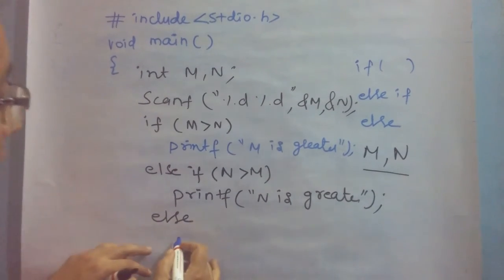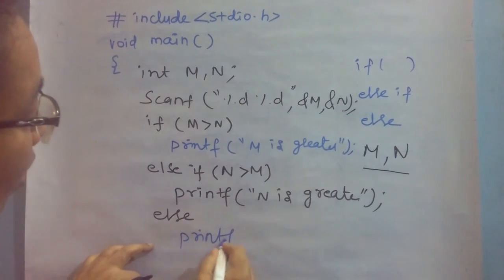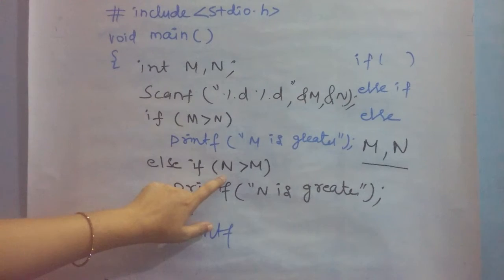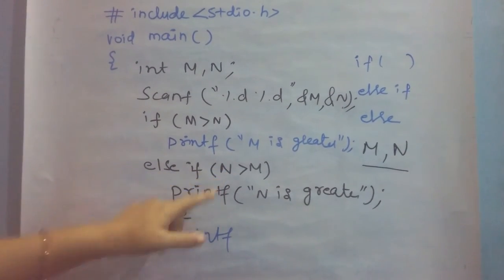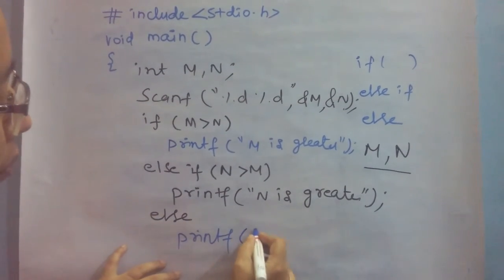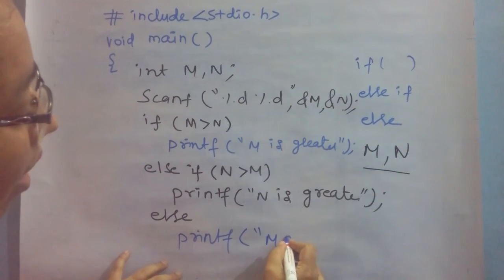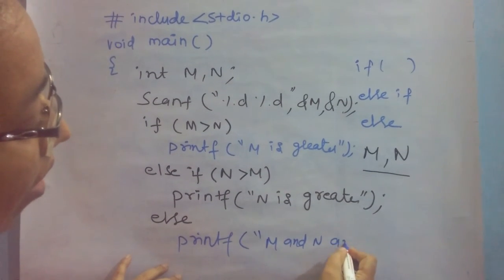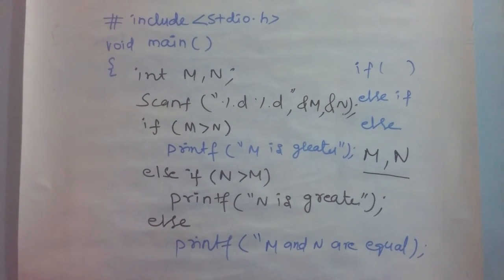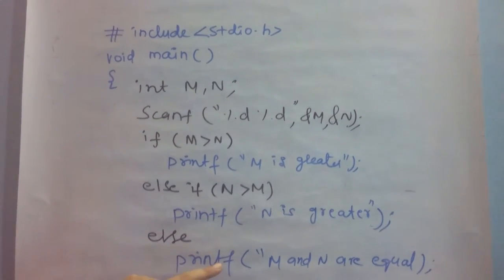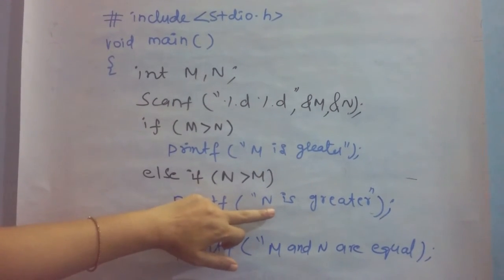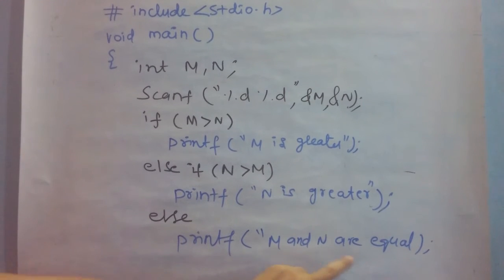In the else part, what is the printf statement we can give? The first condition is not satisfied, meaning that m is not greater. The second condition is also not satisfied, meaning that n is also not greater, meaning that both m and n are equal. So in the else part, we are printing the statement m and n are equal. The problem given is to find whether m is greater, or n is greater, or m and n are equal.